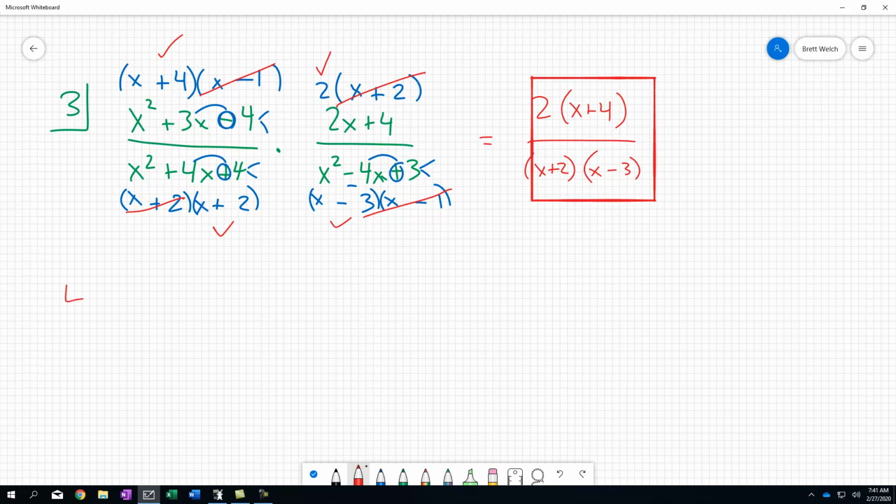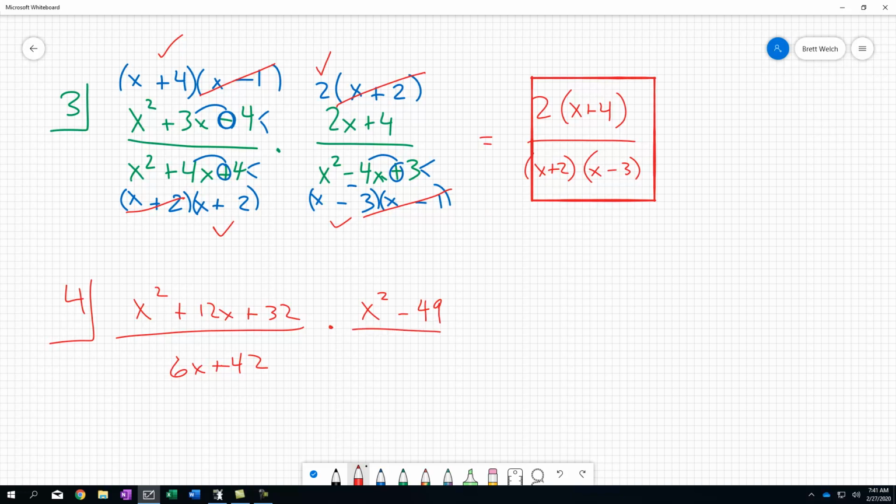Question number 4, we have x squared plus 12x plus 32 all over 6x plus 42 divided by, which I'm going to switch. If you're looking at your test review, we are making a change right now to multiplication, and we're flipping this to x squared minus 49 over x squared plus 4x. This is backwards. It was an upside down version of this originally.